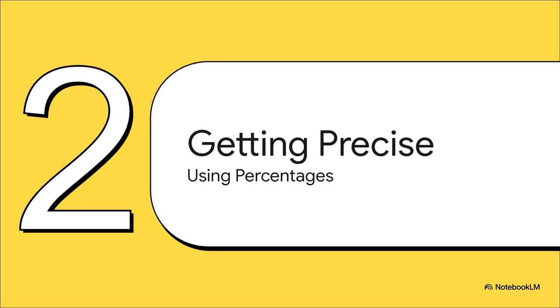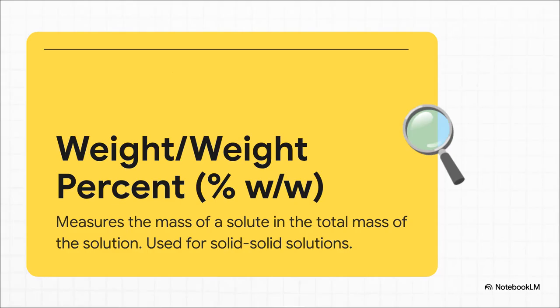Okay, that was the basic idea. But in a real lab, you often need to be way more precise, and that's where percentages come in. You're going to see these everywhere, so it's really important to get them down. So the first kind of percentage we're going to tackle is called weight/weight percent. We write it as percent W/W. All this means is you're measuring the mass, or weight, of the solute compared to the total mass of the whole solution. The thing to burn into your brain here is it's a weight compared to a weight.